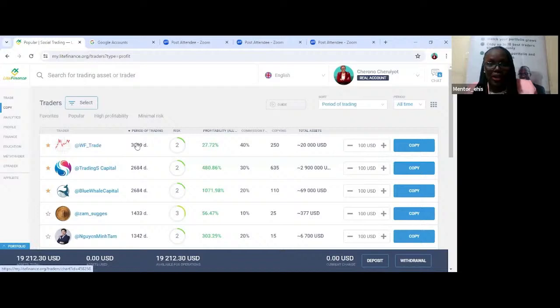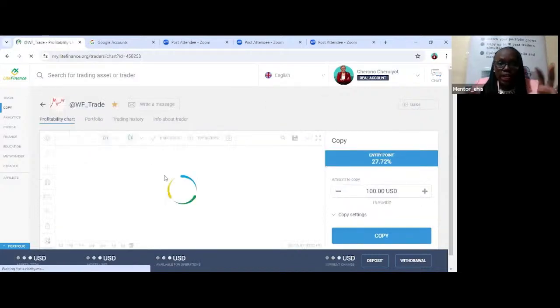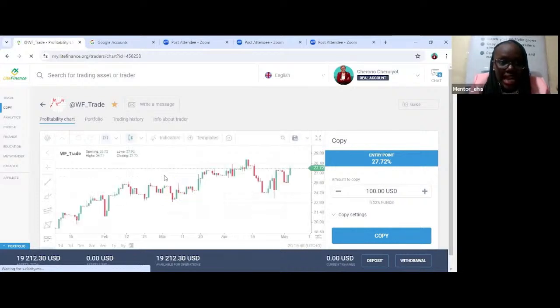When you calculate this by years, it comes to around 7 or 8 years. Yeah, so when this has just opened, let's say you want to check on a specific trader. We click on him, the first one. When you click on the first person, that is at WF trade.